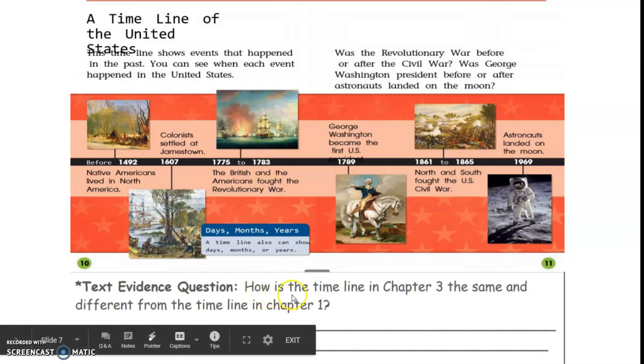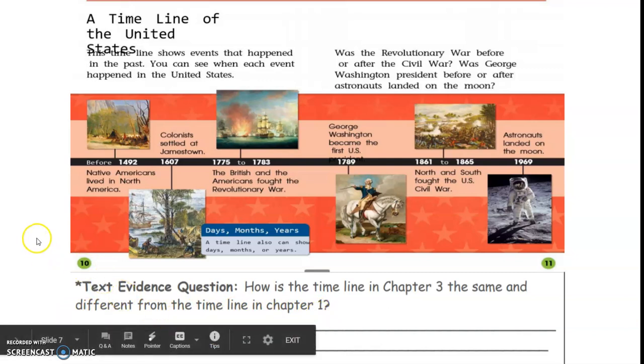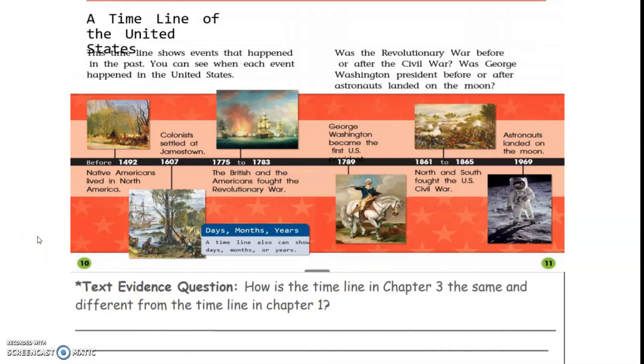All right. How is the timeline in Chapter 3 the same and different from the timeline in Chapter 1? So you're going to have to go back and look at those. How are they the same and different? Remember, that's a compare and contrast. We've talked about that a lot.